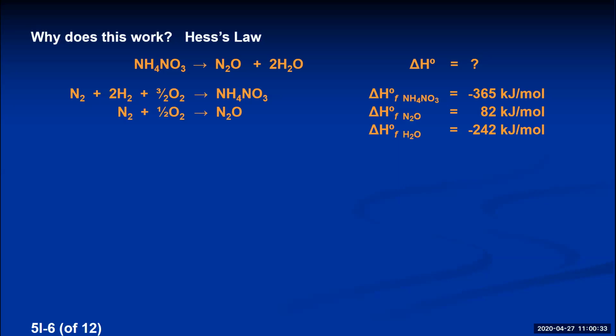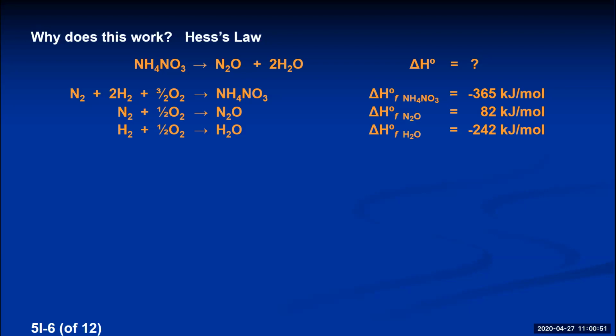For the heat of formation value for water, that's negative 242 kilojoules per mole. That's the amount of energy released when you form 1 mole of water from hydrogen and oxygen. And to form 1 mole of water, you would need 1 mole of hydrogen and 1/2 mole of oxygen.